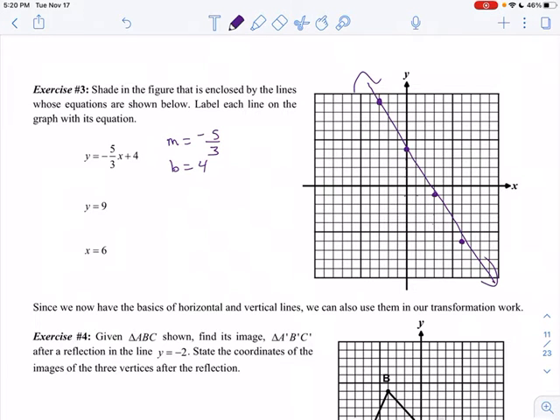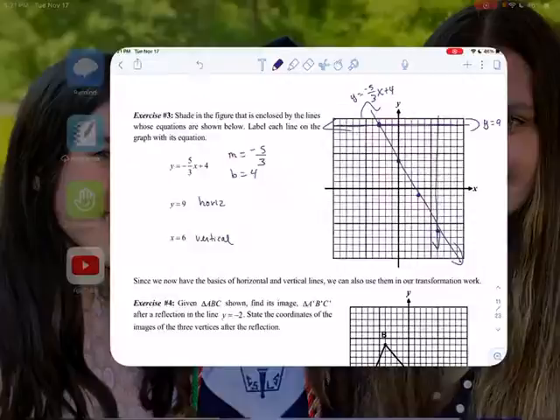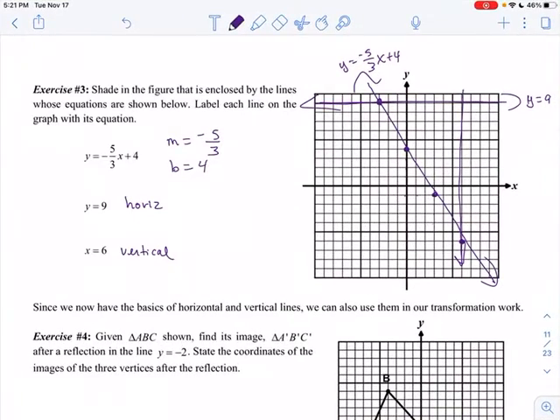And then I have my line y equals 9. So y equals 9 is a horizontal line. It's going through the y-axis at 9. So it's right up there. That's the equation y equals 9. I forgot to label this one. This one is y equals -5/3 x plus 4. And then x equals 6 is a vertical line. It's going through the x-axis at 6. So that would be right here. Right there.